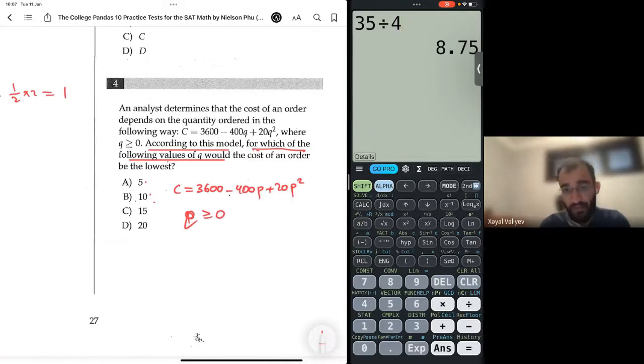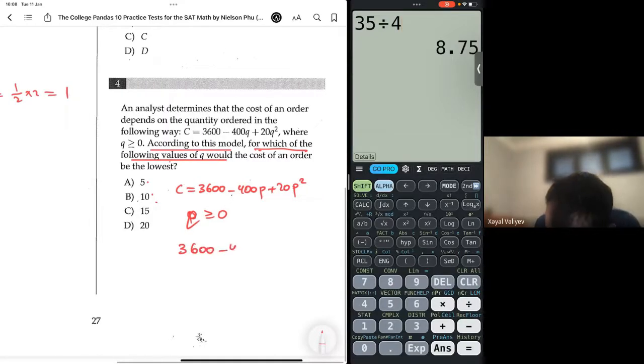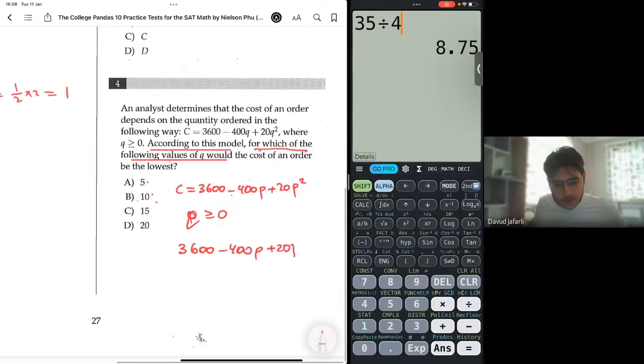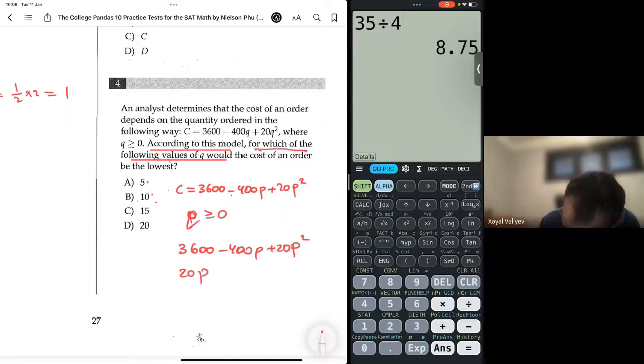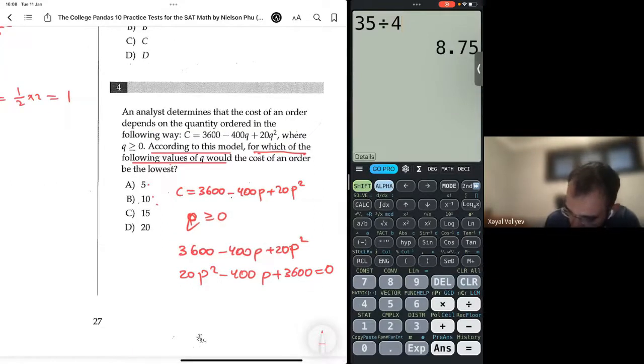This is actually a question regarding the quadratic equation. We're basically looking for the lowest value of this expression. We can write it as 20q squared minus 400q plus 360, and make it equal to 0. I'm going to divide every part by 10.